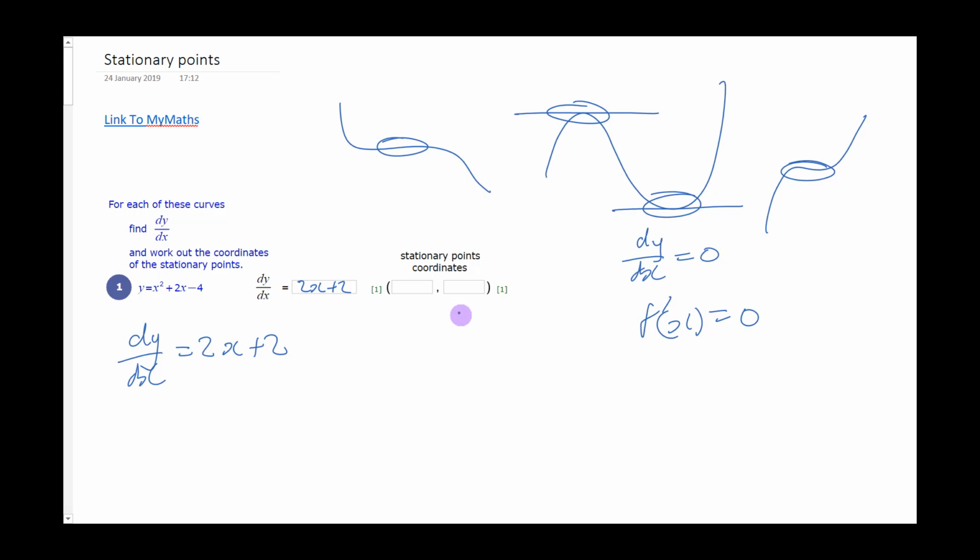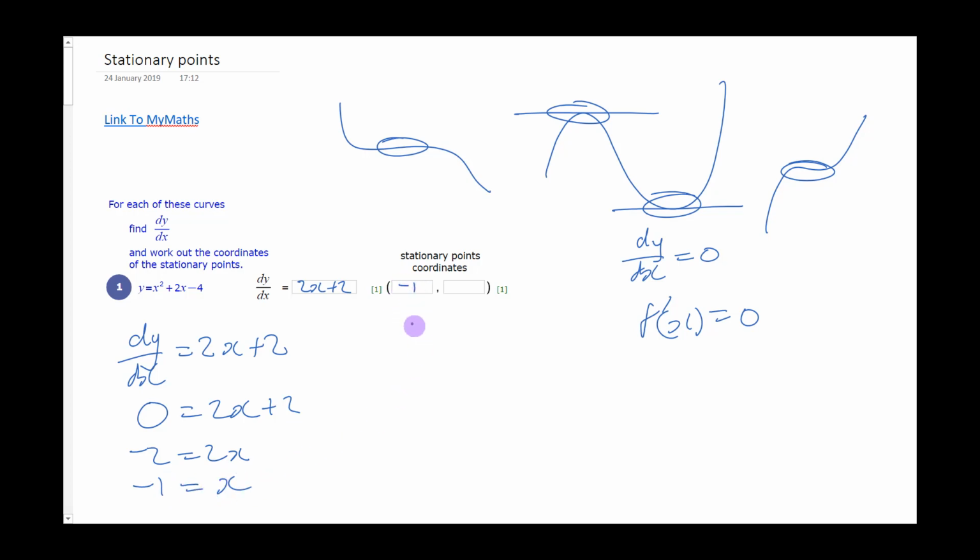So we want to find the stationary points. Well, remember what I said? The gradient function will equal 0. So that means that 2x plus 2 will equal 0. So minus 2 will equal 2x. So x will equal minus 1.